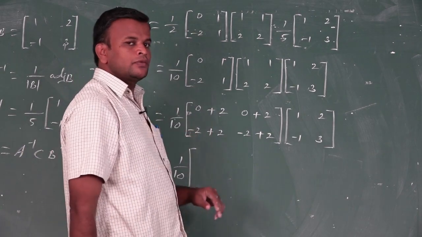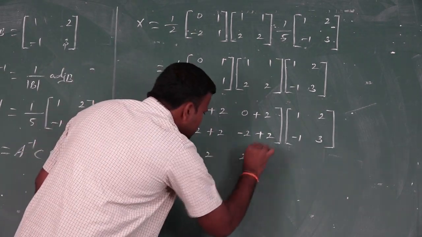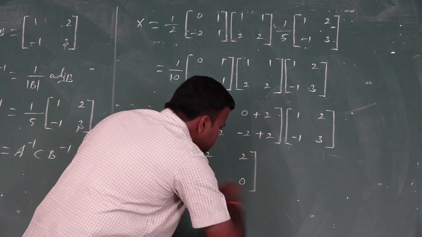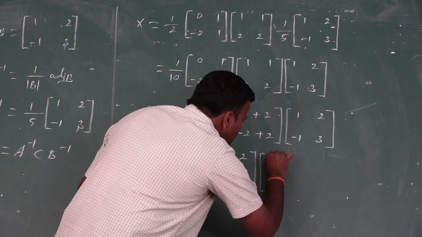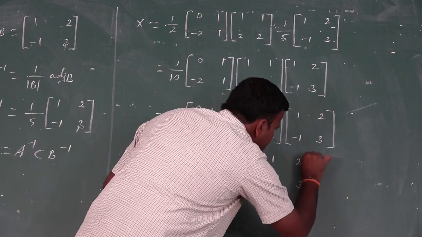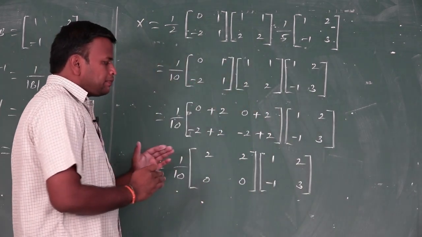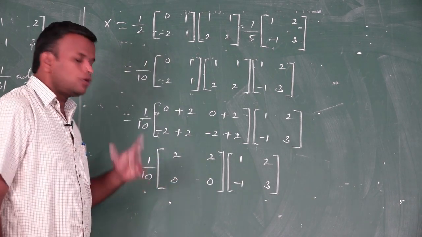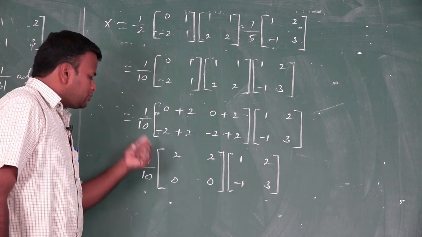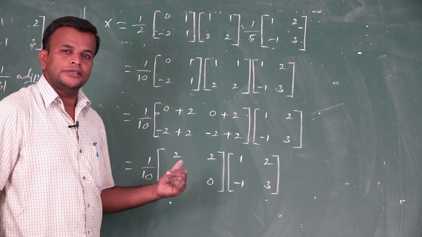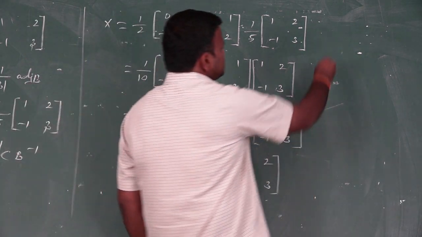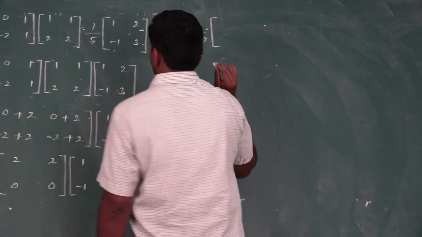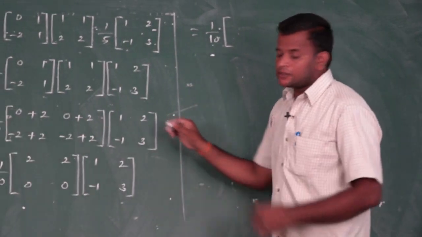Now to simplify. 0 plus 2 is 2. Minus 2 plus 2 is 0. Here also 0. Then 1, 2, minus 1, 3. Now we multiply these two matrices. The outside element has no change. What is the outside element? It is a constant, or we say it is a scalar. So the scalar has no change. We write as it is, 1 by 10.